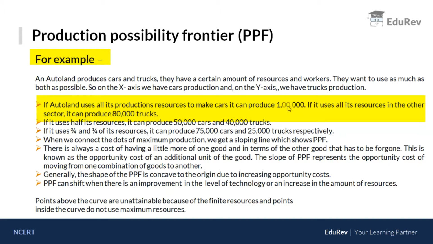Now, if Autoland uses all its resources in the other sector, like the truck sector, it can produce 80,000 trucks. But we do not need only cars, we do not need only trucks, right? So if Autoland decides to allocate the resources equally, then it can produce 50,000 cars and 40,000 trucks. So accordingly, how Autoland or an economy decides the proportion of resources that should be allocated in different sectors, the amount of goods and services produced in the economy gets decided.